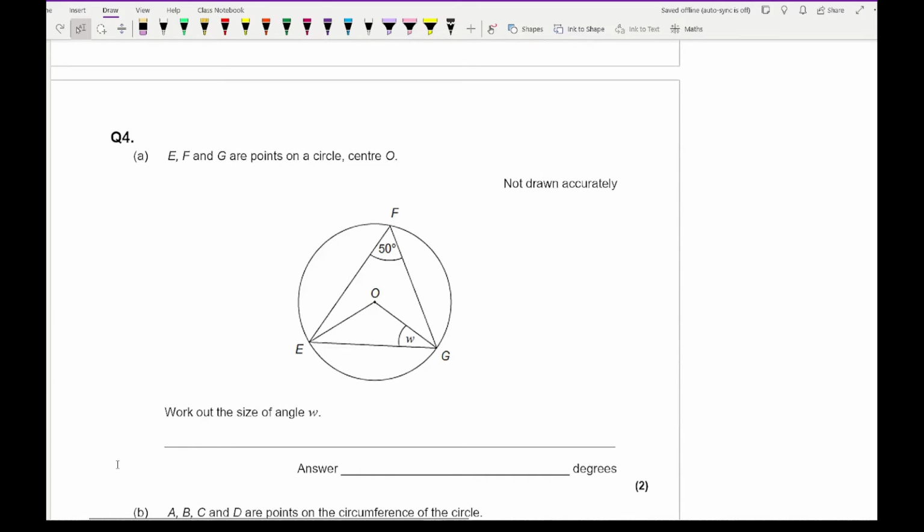Moving on to question 4a. So again, very similar. You can see we've got an arrow and I can see a triangle there as well. So it says E, F and G are points on a circle with centre O. Work out the size of angle W. So we know straight away that this angle here is going to be 100. Now although it's not marked, these two lengths here are going to be the same. Why? Because they're both the radii of the circle. So it's definitely going to be that triangle E, O and G is an isosceles triangle. So to work out W, it's going to be 180 minus 100 divided by 2, which gives me 80.